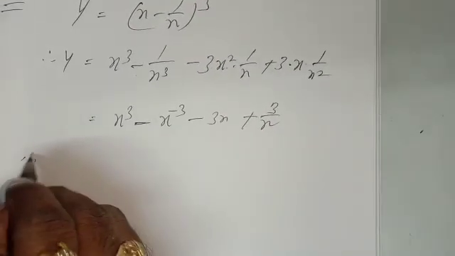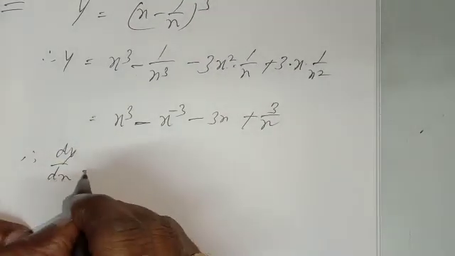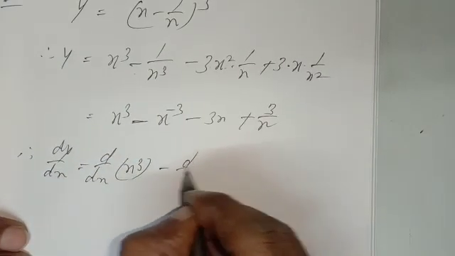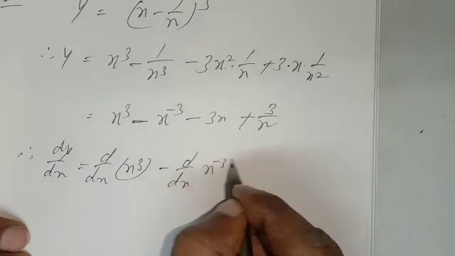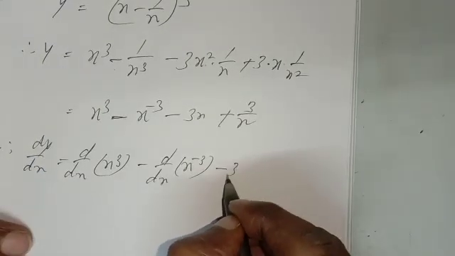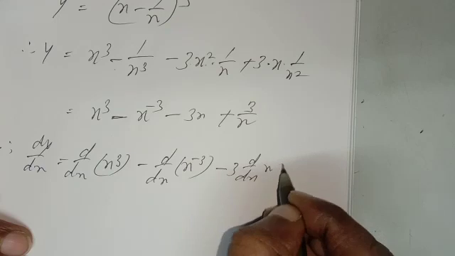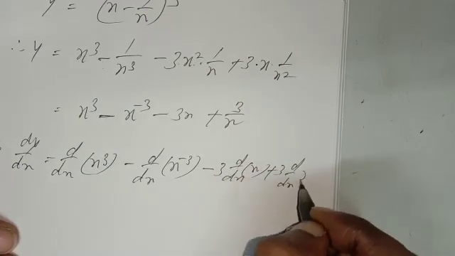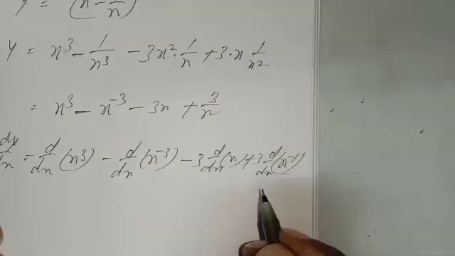After that, you will find out the derivative. dy by dx will be dy by dx of x cube, then dy by dx of x to the power minus 3, minus 3 take outside, dy by dx of x, and plus 3 taken outside, dy by dx of x to the power minus 1, 1 by x given.